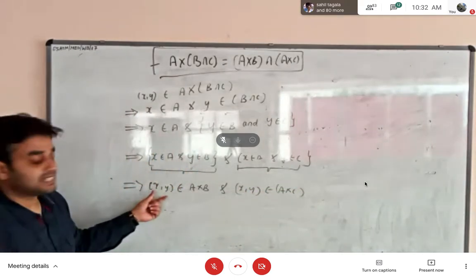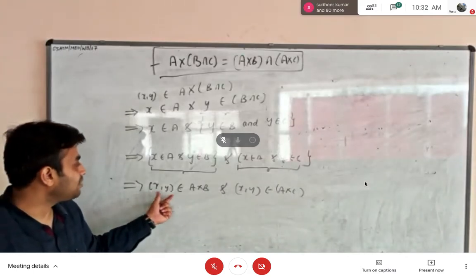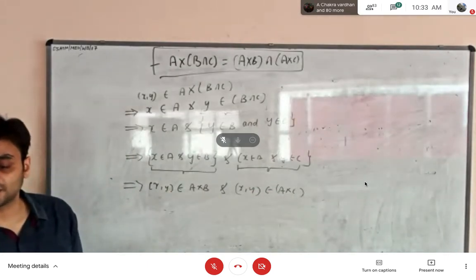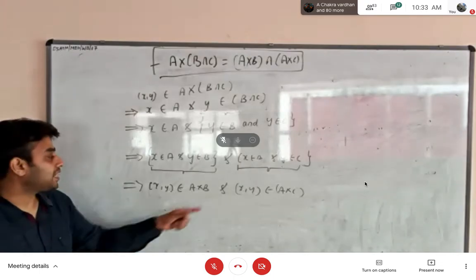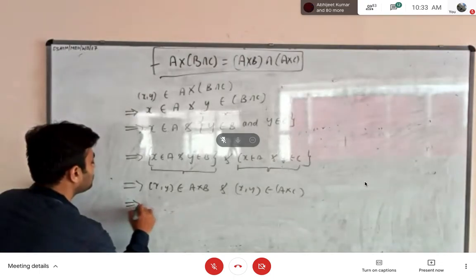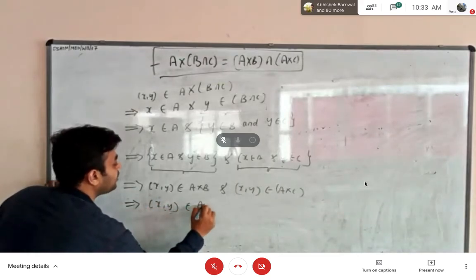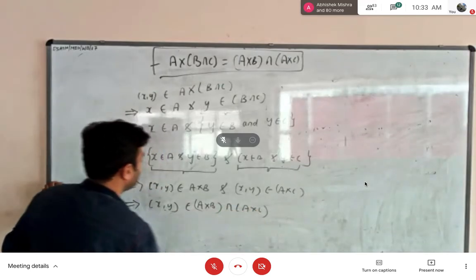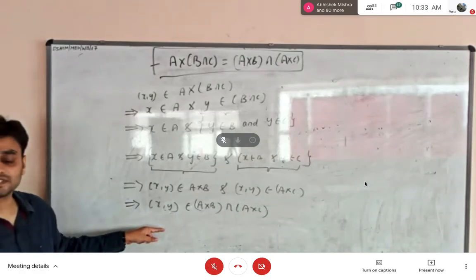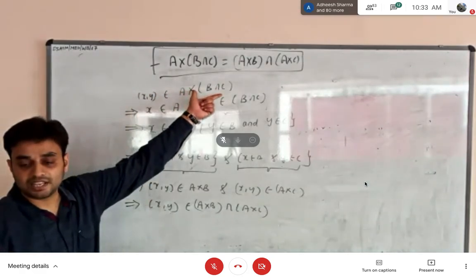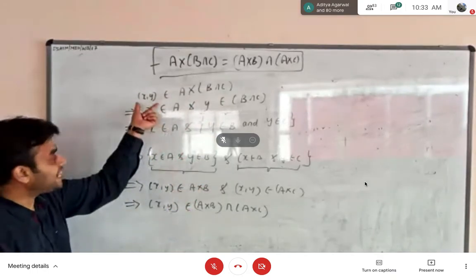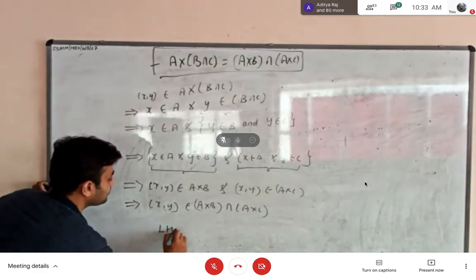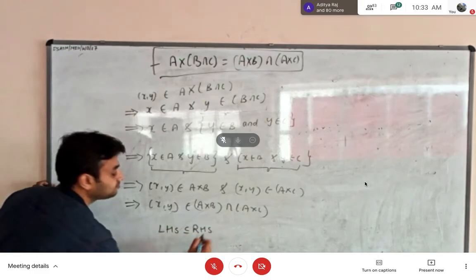So now if you observe, the same ordered pair (x, y) belongs to A cross B and A cross C. Since it is the same ordered pair, I have to go with either union, intersection, or difference. But which one will you take? You have to take intersection because you have "and" here. So for this reason, (x, y) belonging to A cross B and A cross C, that is intersection of A cross B and A cross C. Now if you observe this, I have taken some arbitrary ordered pair (x, y) belonging to LHS, and in a few steps I have proved that the same ordered pair also belongs to RHS. So from this I can conclude that LHS is a subset of RHS, right?